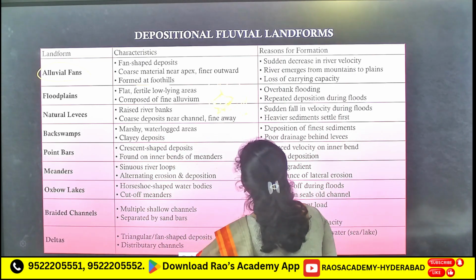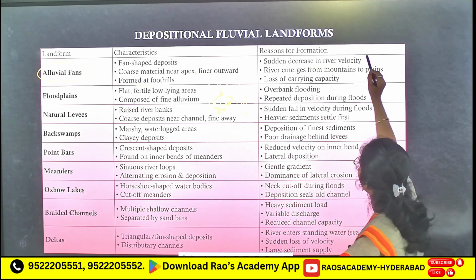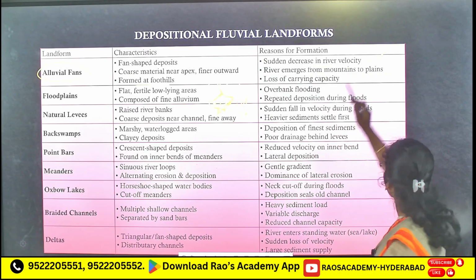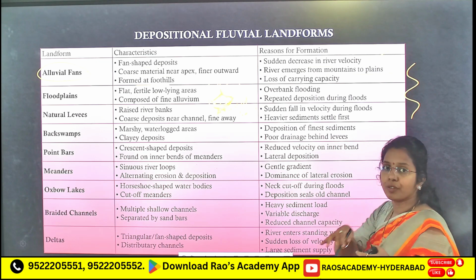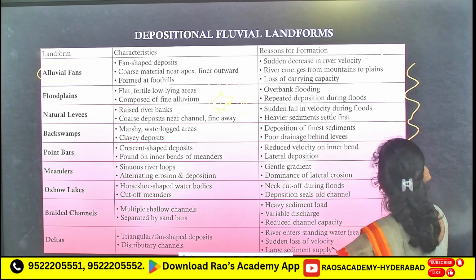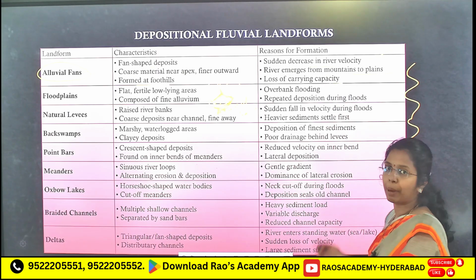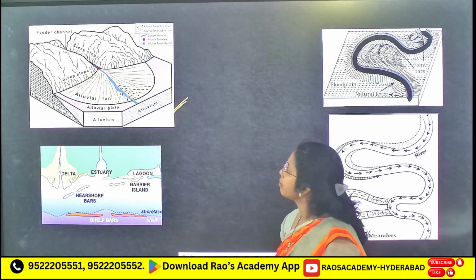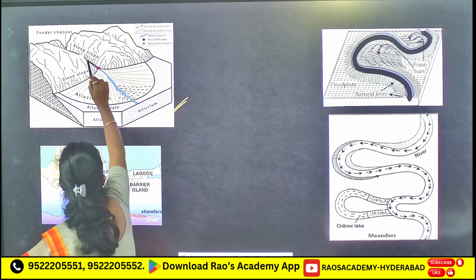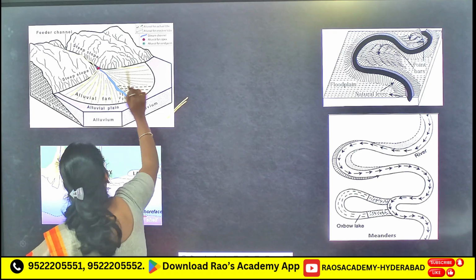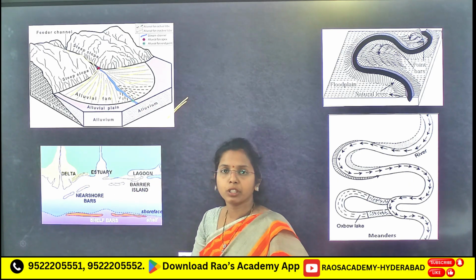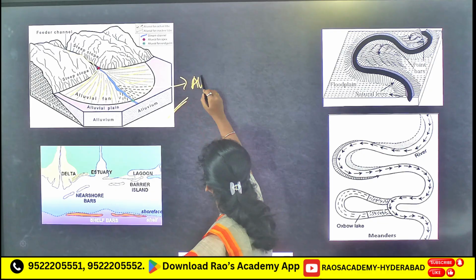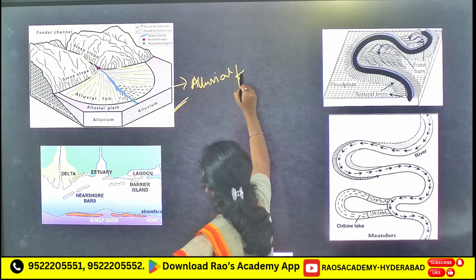Why does this deposition happen? Because of a sudden decrease in river velocity. The river emerges from mountains to plains. Coming from the mountains, it flows very fast. When it reaches the plains, the velocity decreases, with loss of carrying capacity. From the mountains comes the feeder channel, and when a river deposits in a fan shaped or cone shaped form at the foothills, those alluvium deposits are known as alluvial fans.